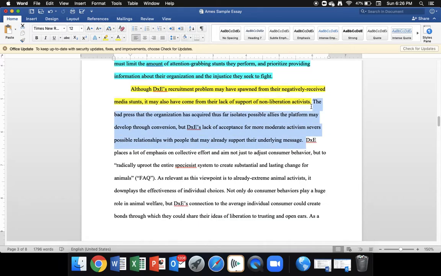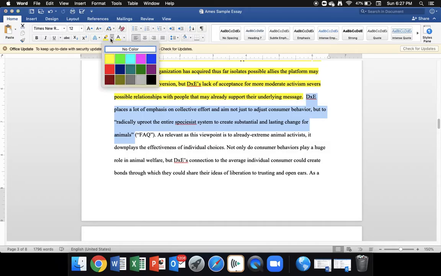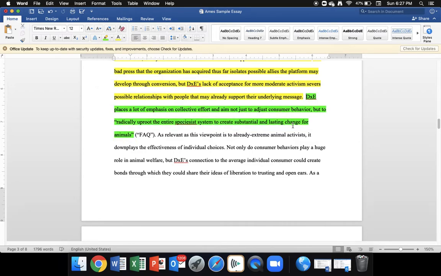This really makes sense. Basically, she's saying that they're too extreme, and by saying that those who aren't that extreme aren't on the right track, they're really undermining their own goal. Continuing, DXC places a lot of emphasis on collective effort and aim not just to adjust consumer behavior, but to radically uproot the entire species system to create substantial and lasting change for animals. Notice how Sydney quotes the actual audience, showing that she has a real understanding of what they're about. You should be doing the same thing yourself.